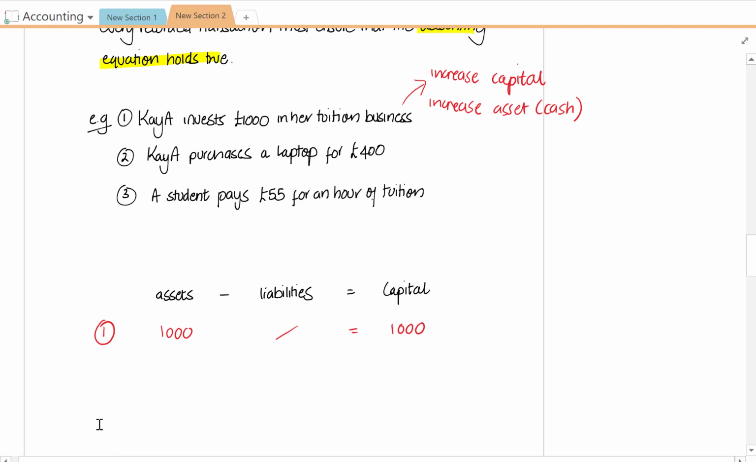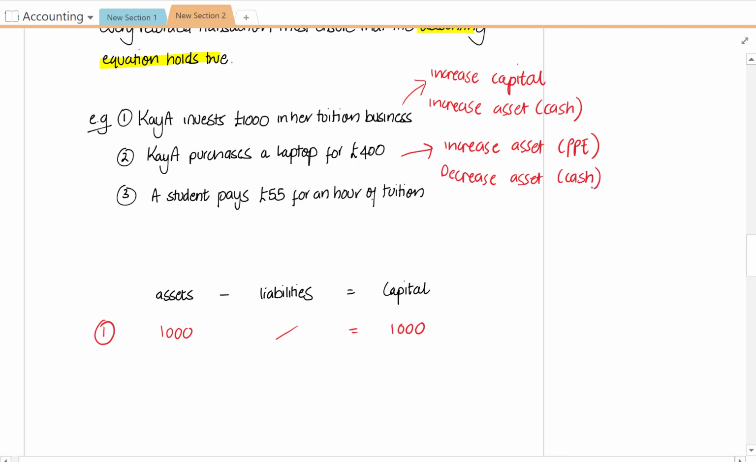KA purchases a laptop for £400. So what is happening here? Well, purchasing a laptop is an item of property, plant and equipment, so we're clearly going to see an increase to an asset, and specifically that's going to be some item of PPE. At the same time, paying for the laptop is going to mean a reduction in your cash balance in your bank account. So there will be, in this example, a decrease to an asset, and that's obviously going to be your cash.